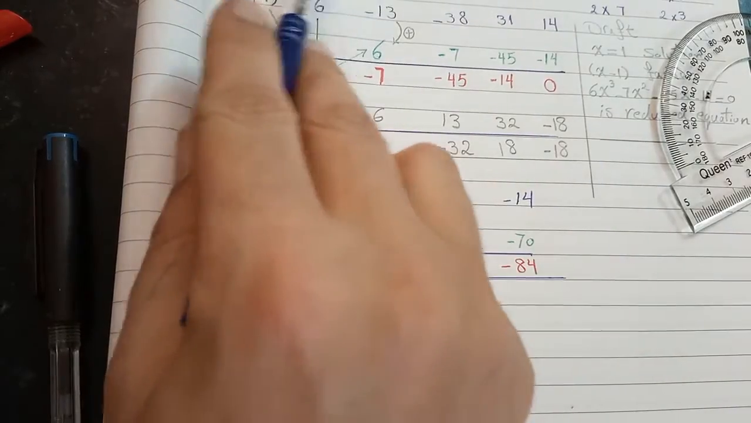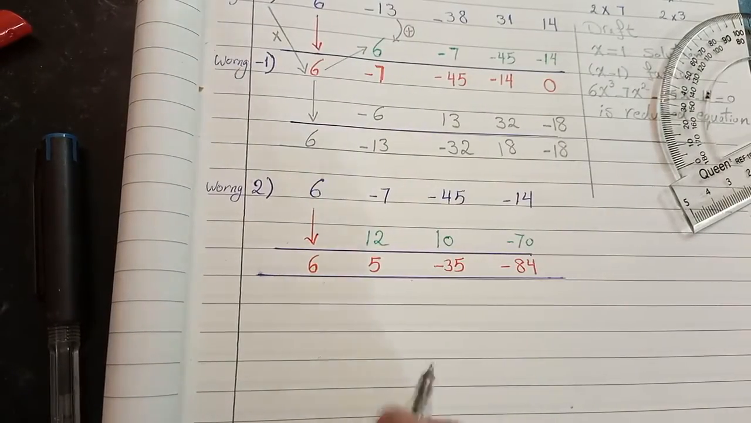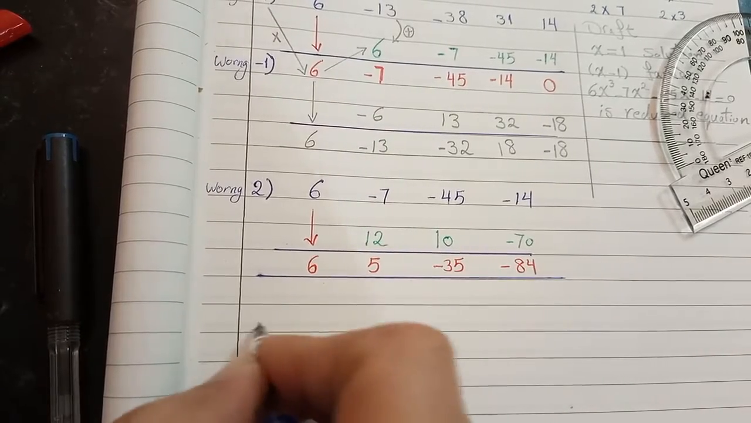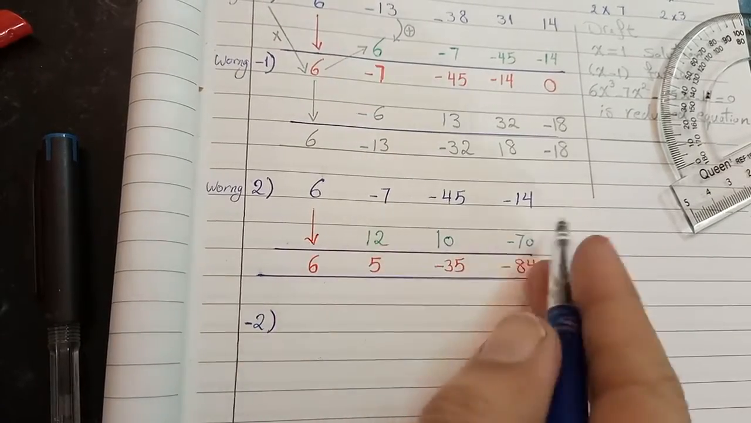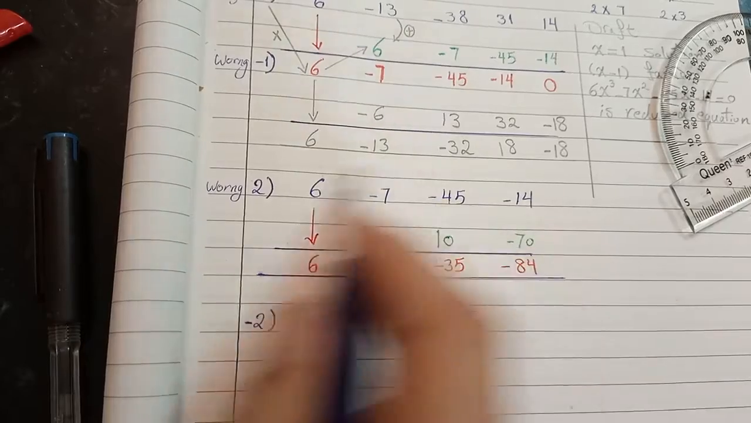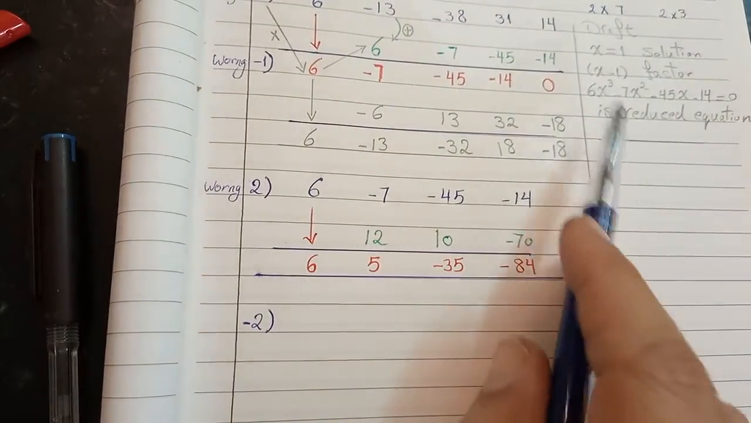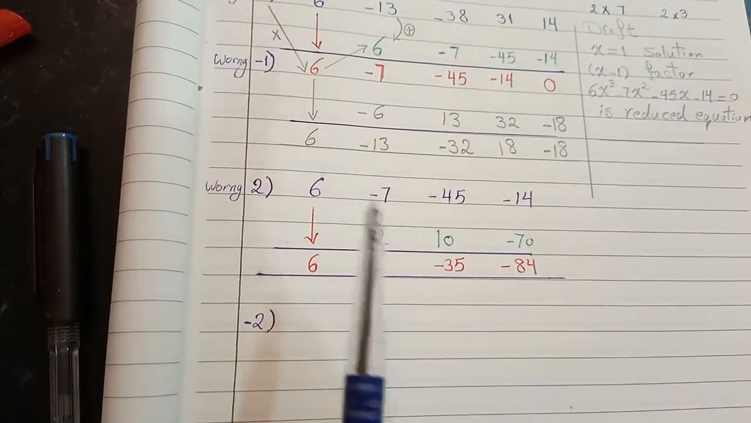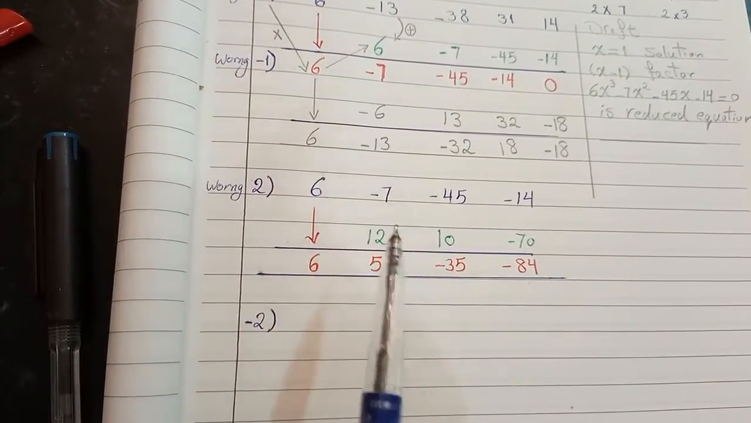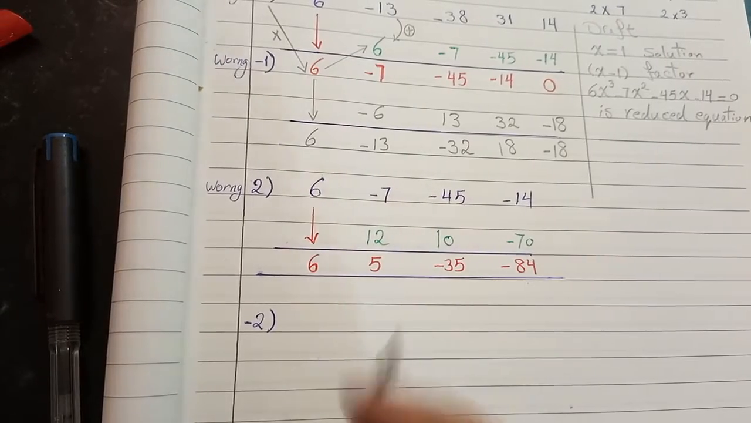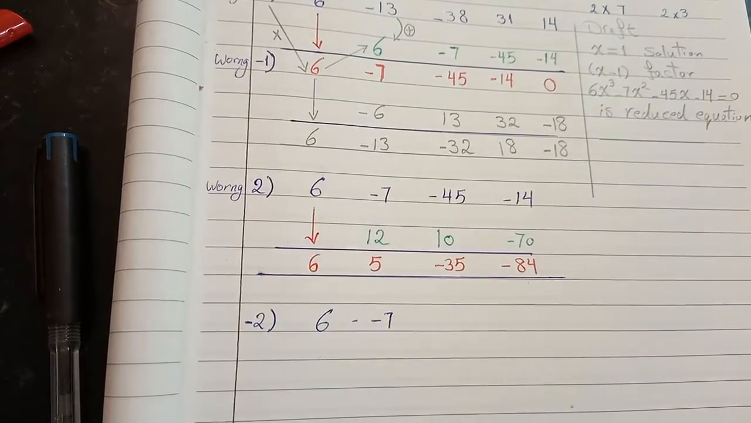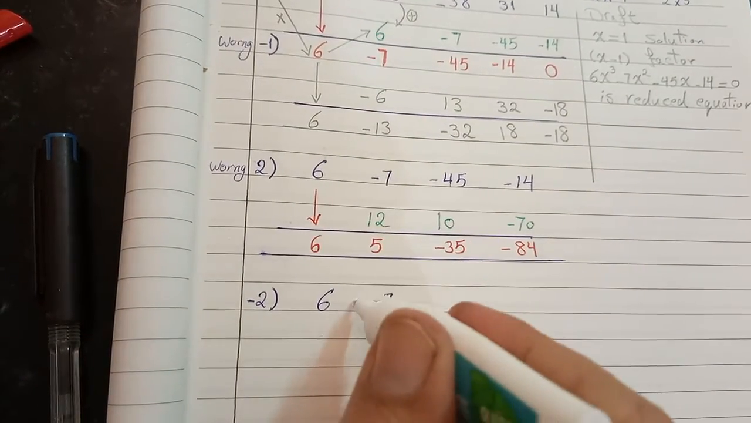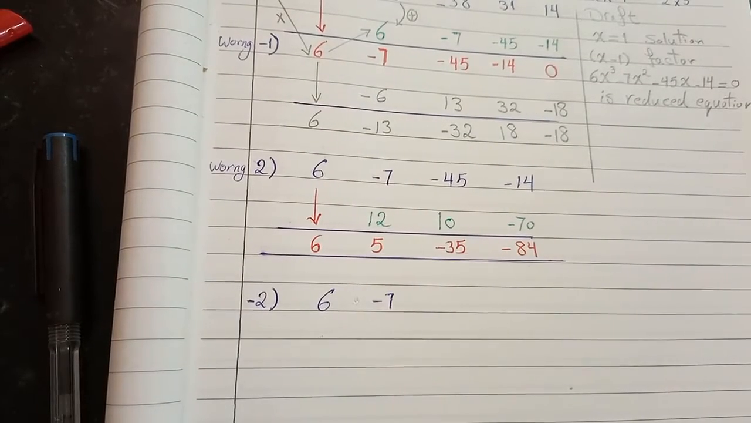The next, I tried positive 2, so I'm gonna try now negative 2. I'm gonna try negative 2, and negative 2 will be tried with the same coefficients of the reduced equation that worked out before: 6, negative 7, negative 45, and negative 14.